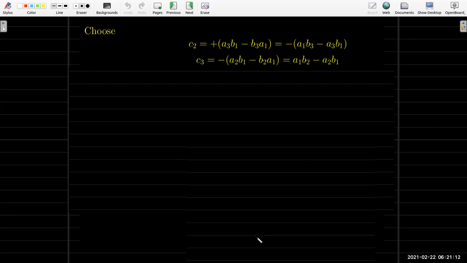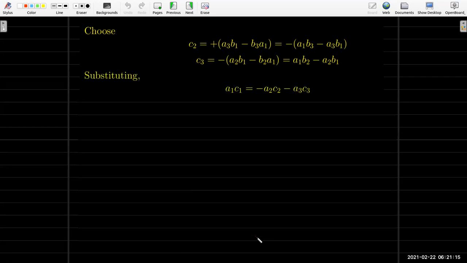So now once I've made that choice, I can go ahead and find C1 using substitution. I'll use the first equation, which I can rewrite as A1 C1 equals negative A2 C2 minus A3 C3. So I'll go ahead and replace C2 with the expression I have here in parentheses. I'll replace C3 with this expression here and multiply it out. Now, once I do that, I see that I'm going to get a simplification because the middle terms are opposites of each other. So they'll add to make 0.